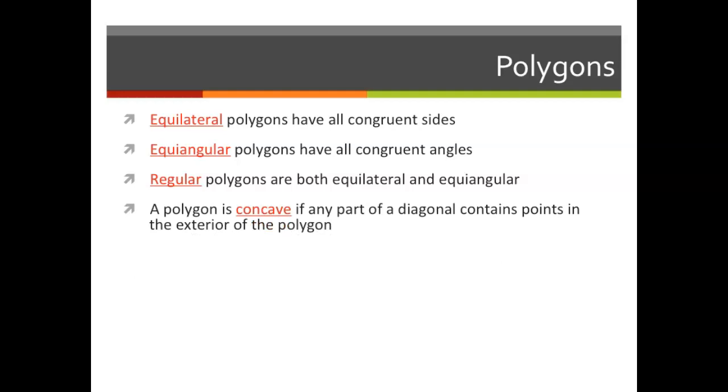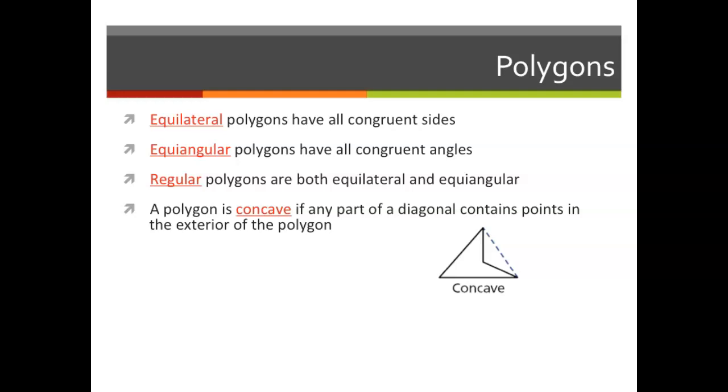Now we say that a polygon is concave if any part of a diagonal contains points in the exterior of the polygon. So here's an example. Here's a polygon, and it has 4 sides, 4 line segments. It's closed, but we say it's concave because by connecting those 2 vertices that are not consecutive vertices, we've drawn a diagonal, and that diagonal contains points that are on the outside of the polygon. So that's what we call a concave polygon.